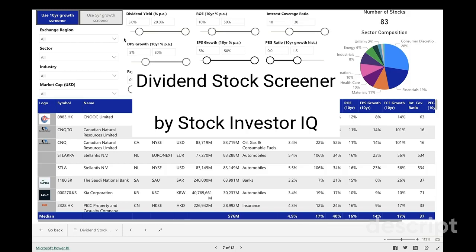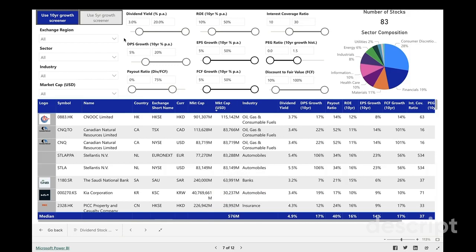Welcome to the Dividend Stock Screener by Stock Investor IQ. In this video, we'll guide you through using this powerful tool to identify stocks that pay consistent and growing dividends, helping you build a reliable stream of passive income. With coverage of over 25,000 global stocks, you can discover attractive dividend-paying opportunities from markets worldwide.